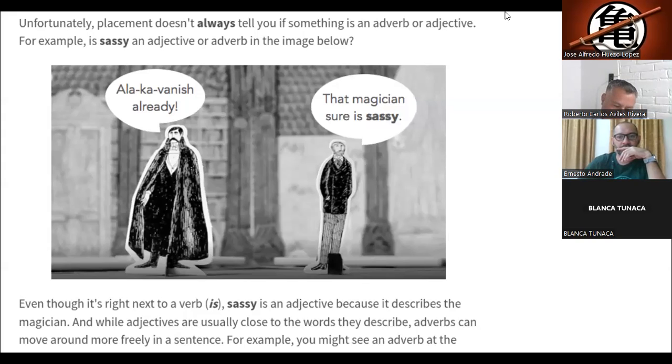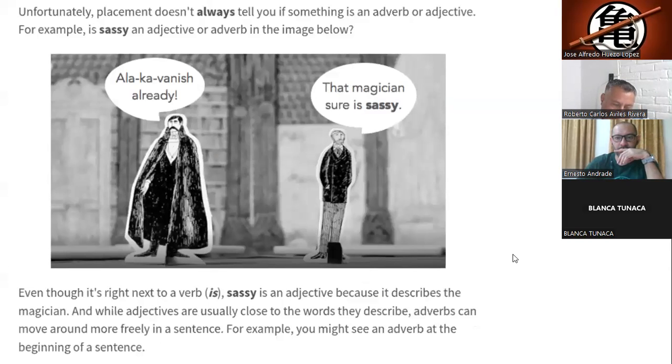Oh, it doesn't show the other one. Yeah. Okay, no worries. Let me see. Oh, here it is. That is it. Okay. An adverb at the beginning of a sentence. Very good. Perfect. So the position is important, but it's not always true. So sometimes we need to be careful. For example, it says, unfortunately, placement doesn't always tell you if something is an adverb or an adjective. For example, is sassy an adjective or an adverb in the image below? What is sassy? Do you remember?